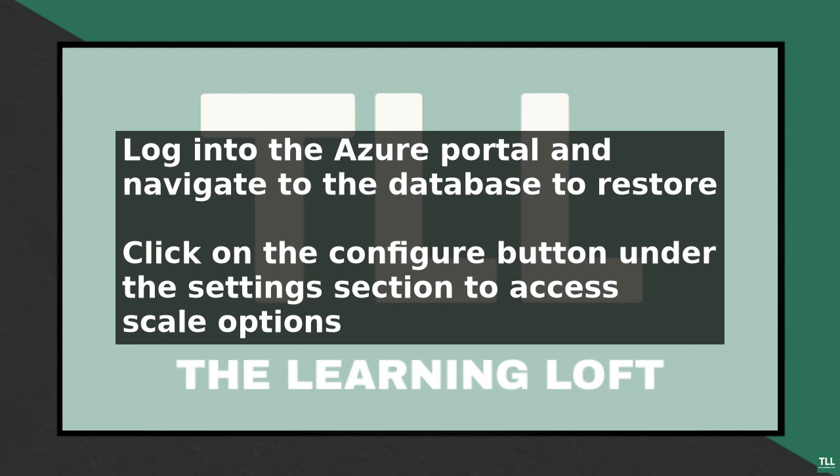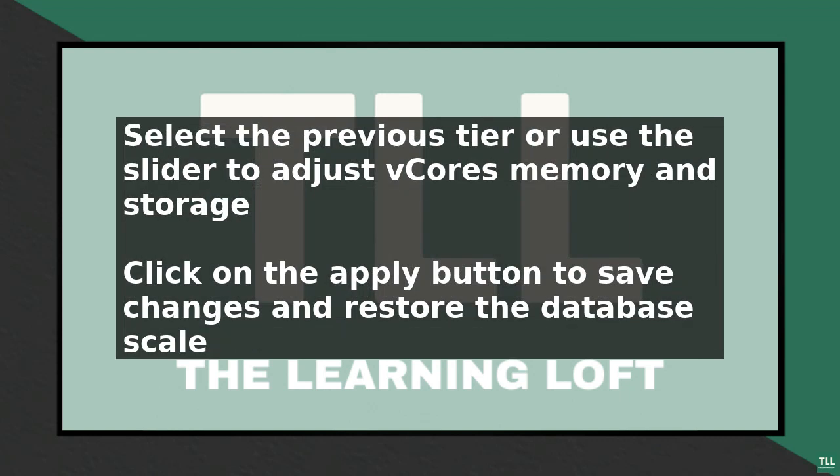To restore to a previous scale, click on the Pricing Tier button and select the previous tier you want to restore to. You can also use the slider to adjust the vCores, memory, and storage to your desired level. Once you have selected your desired scale configuration, click on the Apply button to save the changes. Azure will then restore your database to the selected scale, which may take a few minutes to complete.